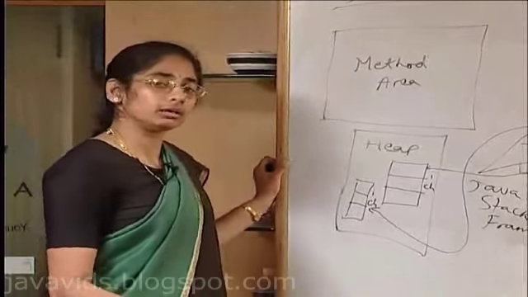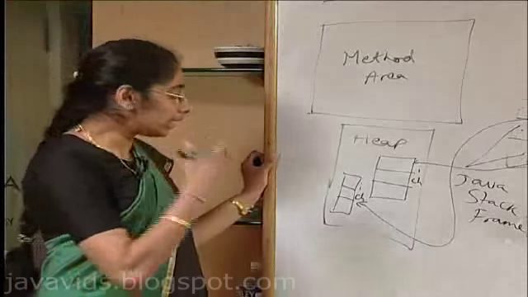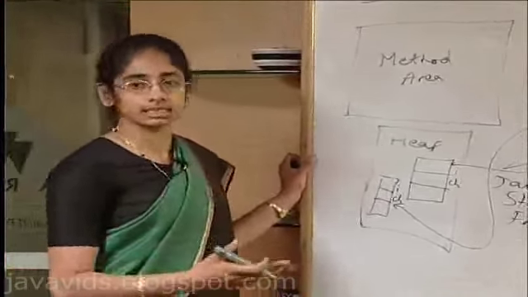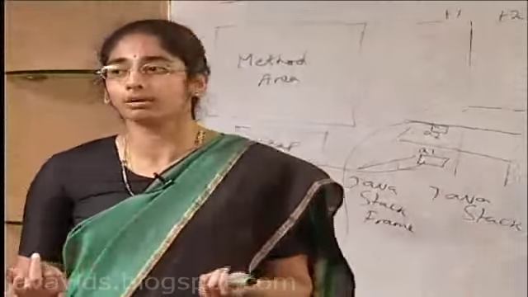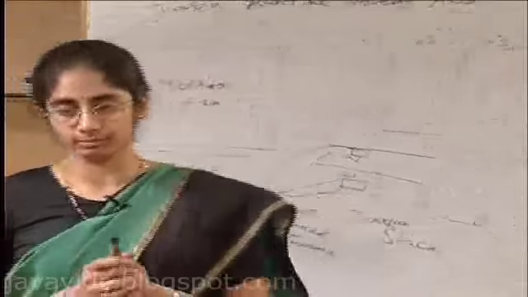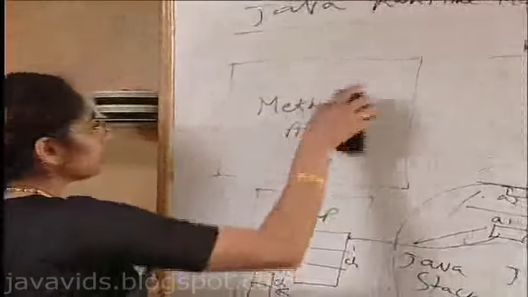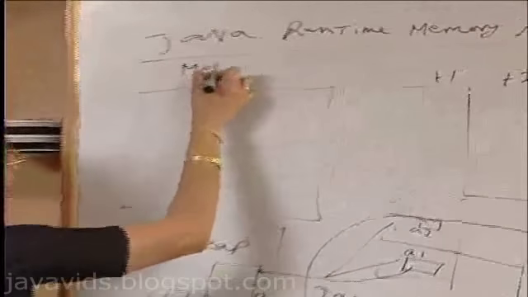Regardless of how many objects I am creating, and regardless of whichever object I am using to invoke the method, it's the same method which gets executed. So how many copies of the method should be loaded in memory? Only one copy, regardless of the number of objects. So methods are loaded into what is known as the method area.